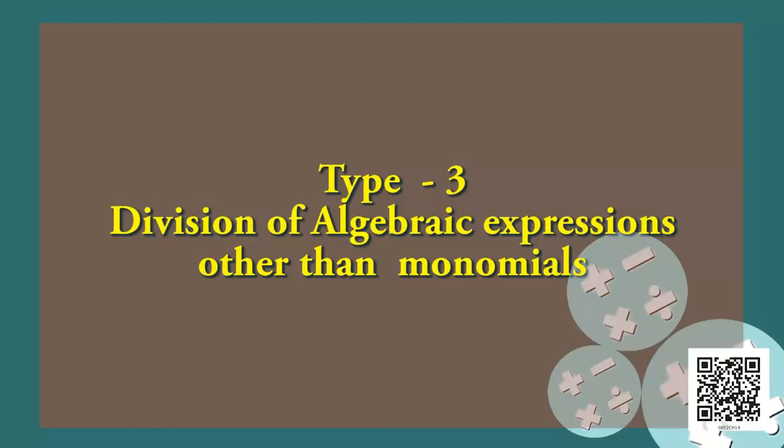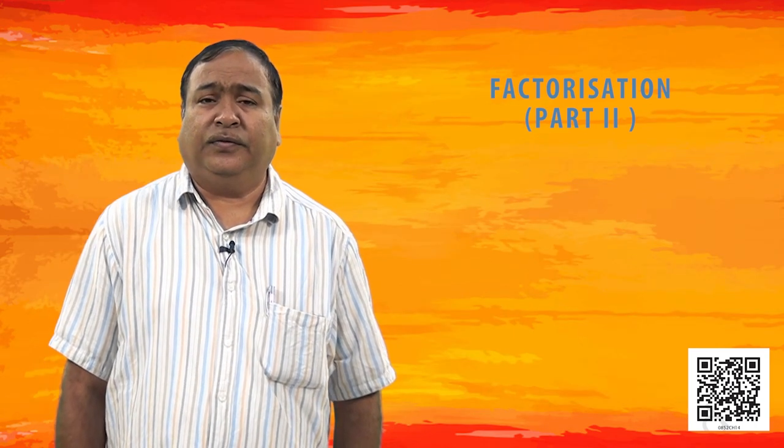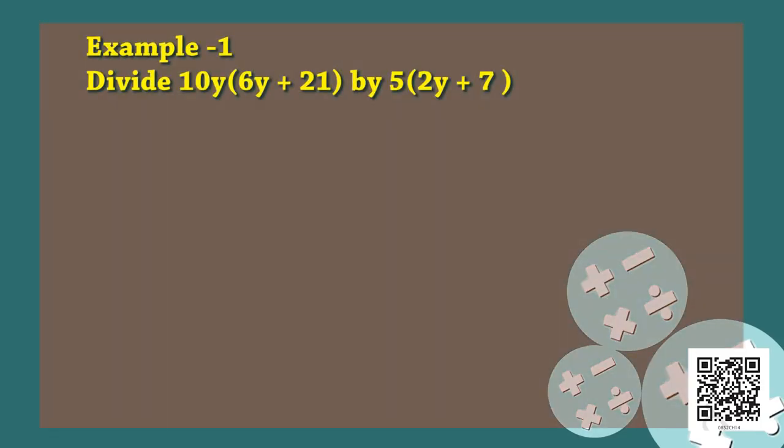Now, type 3: division of algebraic expressions other than monomials. Here in this section, we perform the division among the polynomials other than monomials. It is illustrated as follows. Example 1. Divide 10y into (6y plus 21) by 5 into (2y plus 7). Note that both are bigger than monomials.